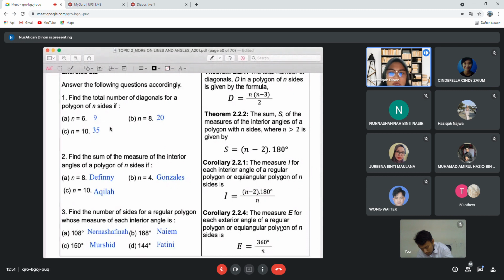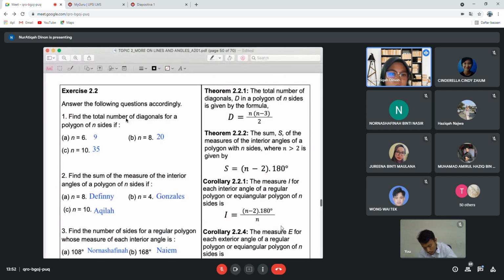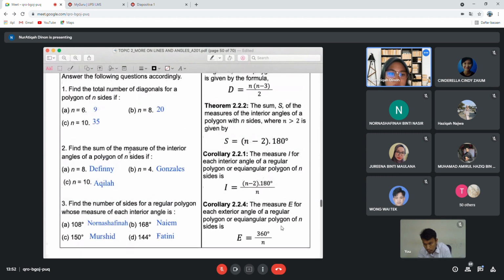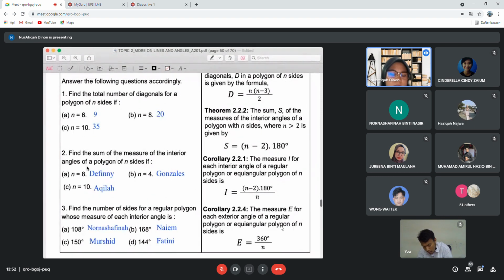So I hope everyone got the same answer. Is there anyone that doesn't get the same answer and has any question about question 1? No, because I think this is quite straightforward. To find the total number of diagonals, you just use this equation here, just plug in the value of n, then you will get the value of d. Okay, question 2. Find the sum of the measures of the interior angles of a polygon of n sides. When you talk about the sum of the measures, we just use the equation in theorem 2.2.2, this formula here. So 2A, Daphne.